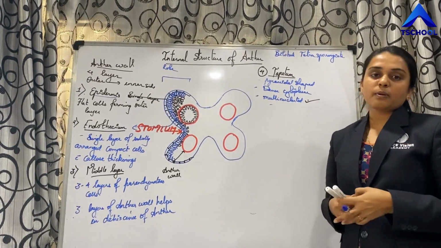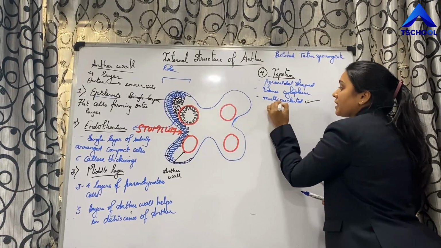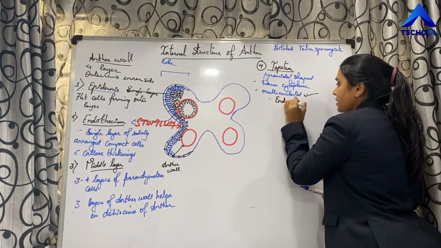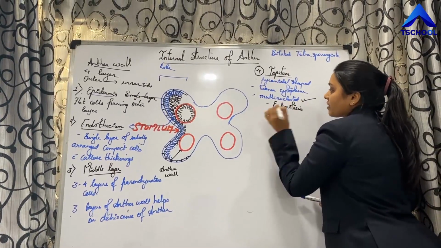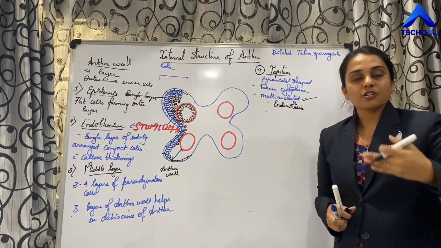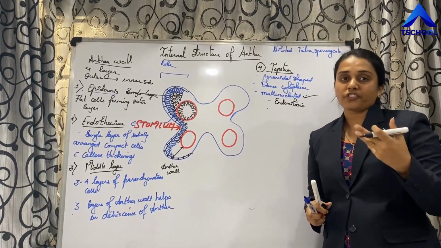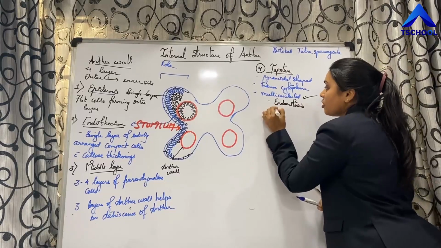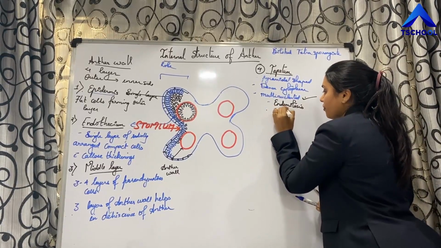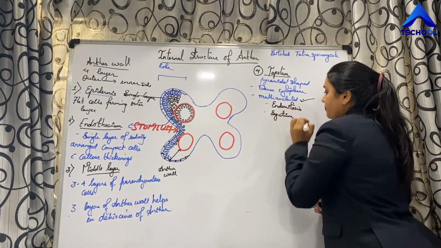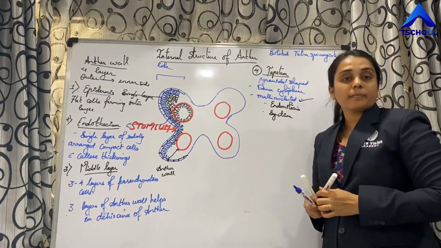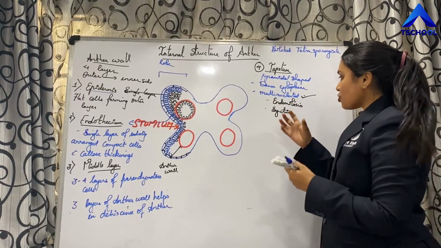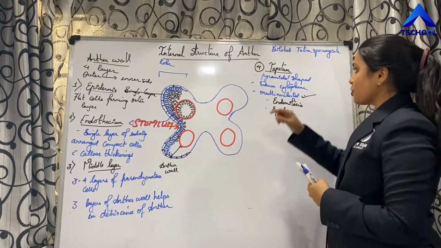How can these cells be multinucleated? It can be multinucleated either through endomitosis, right? What is endomitosis? There will be multiple divisions of the nuclei within a cell. That is called endomitosis, or by the process of syncytium. What is syncytium? Karyokinesis is not followed by cytokinesis. So the cells will be multinucleated cells.